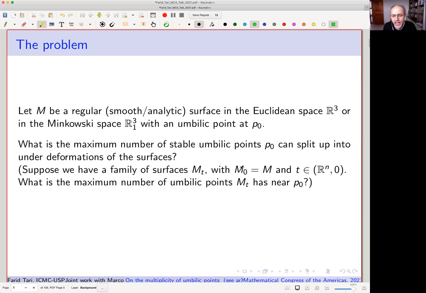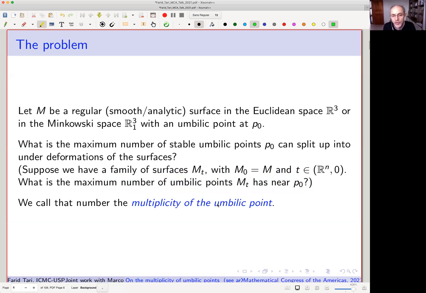This means that if I have a surface M equal to M0, and I take a family of surfaces M_t, with t a parameter in some space R^n, t close to 0, the question is: what is the maximum number of umbilic points the surface M_t has near P0? If this number is finite and exists, we call it the multiplicity of the umbilic point.